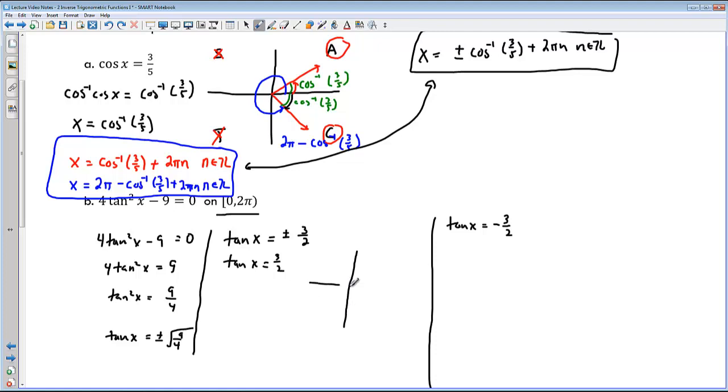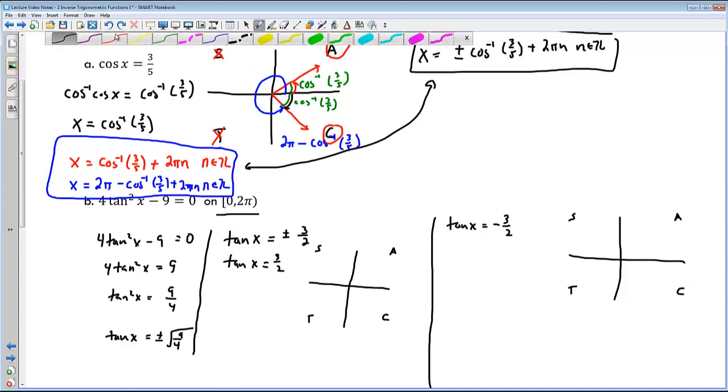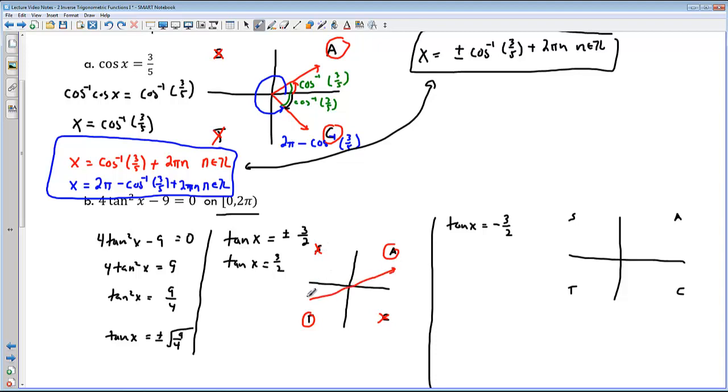The way that we solve these is we have to use All Students Take Calculus to figure out where the angle lives. And we know in the first one, the tan of the angle is positive. So it can be here or here, but not over here. And so we can draw the angle. So there's our angles, one in this quadrant, one in that quadrant.